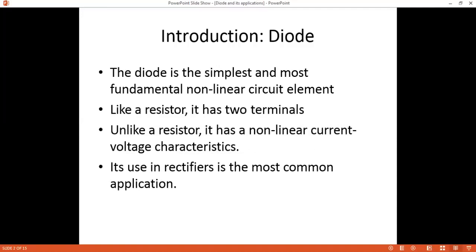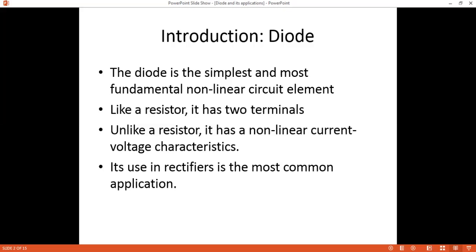Introduction. What is the diode? The diode is the simplest and most fundamental nonlinear circuit element. For example, nonlinear circuit elements are diodes and transistors. Like a resistor, it has two terminals. Unlike a resistor, it has non-linear current-voltage characteristics.